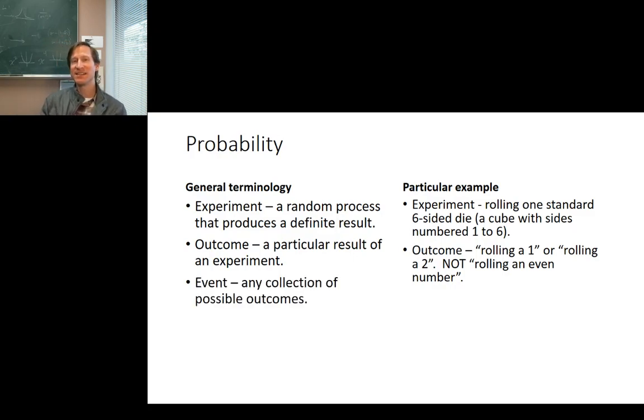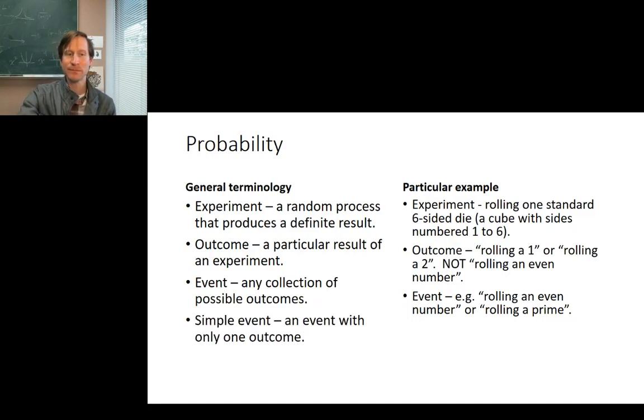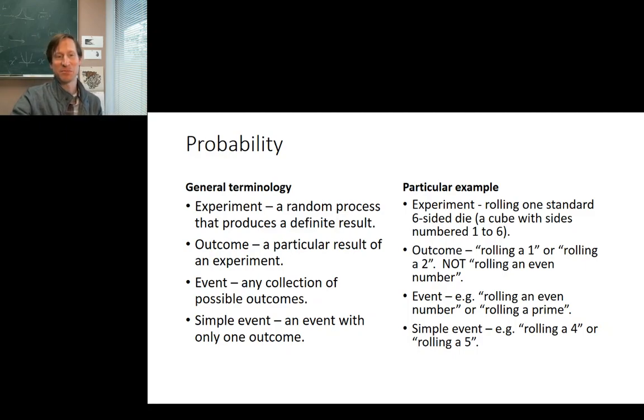An event, on the other hand, is any collection of possible outcomes, even multiple outcomes. So for example, in our die rolling example, even though rolling an even number isn't an outcome, it is an event because it's the collection of outcomes rolling a 2, rolling a 4, or rolling a 6. Other things that are events would be something like rolling a prime number or rolling a number bigger than 2. A simple event is an event with only one outcome. So these basically look just like the outcomes themselves. So rolling a 4 or rolling a 5 would be a simple event.